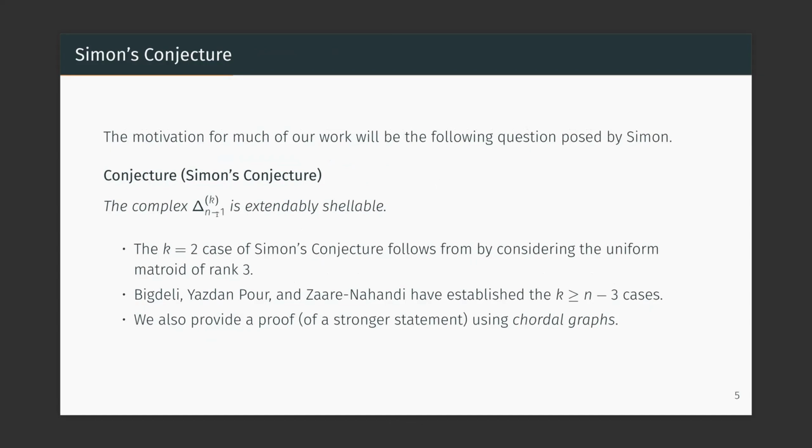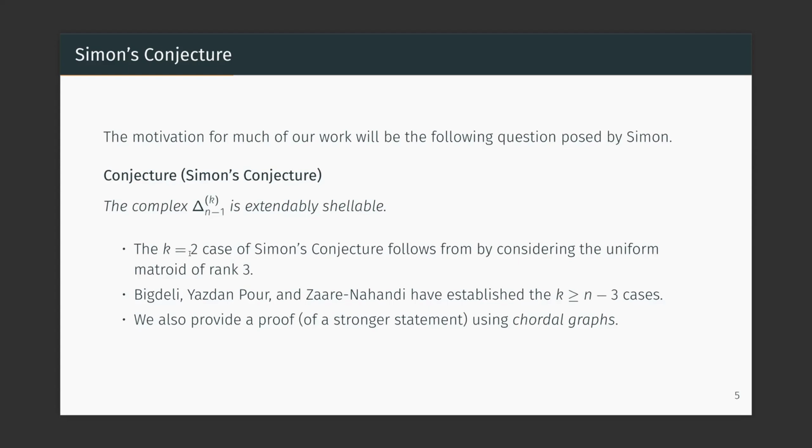We know that's a shellable complex. The question is, can you greedily shell it? Can you just throw in these facets whenever you can, and then end up with the shelling of the entire skeleton? So some known cases, I should say that k equals 0, k equals 1 is trivial.